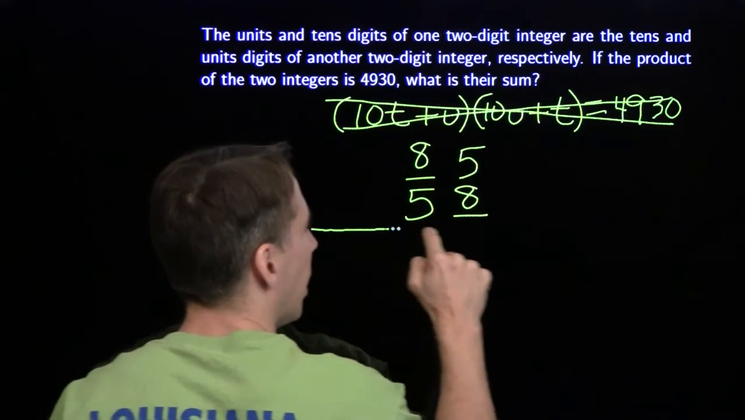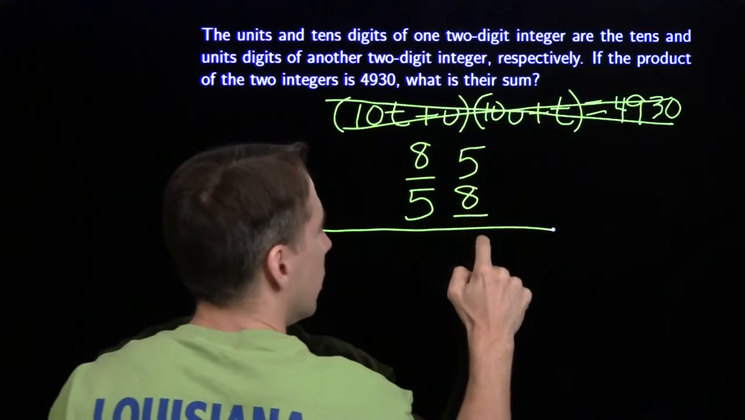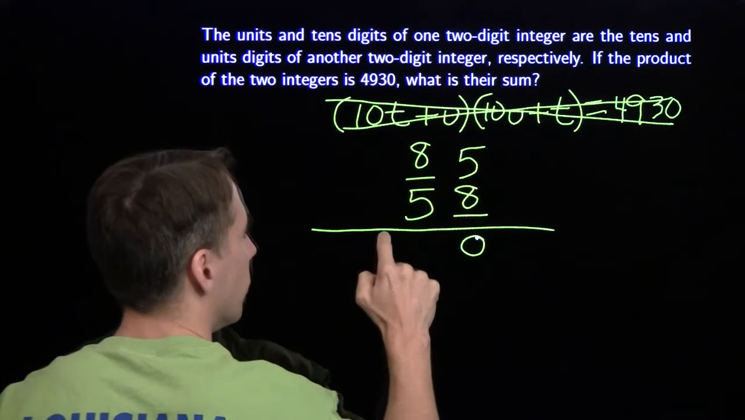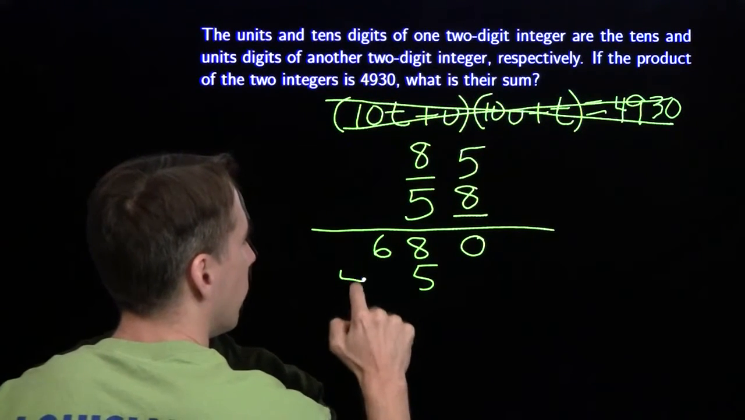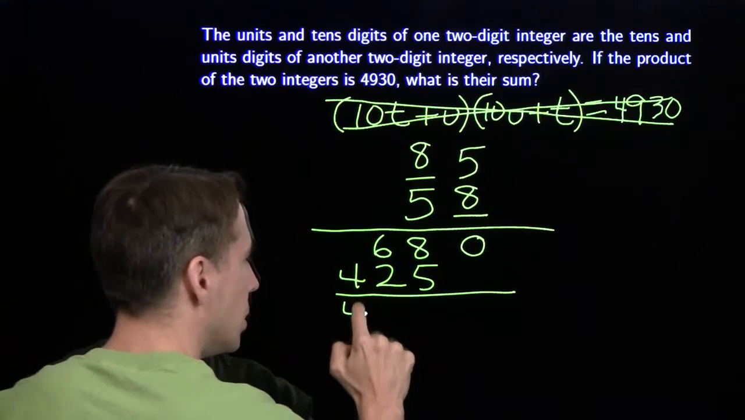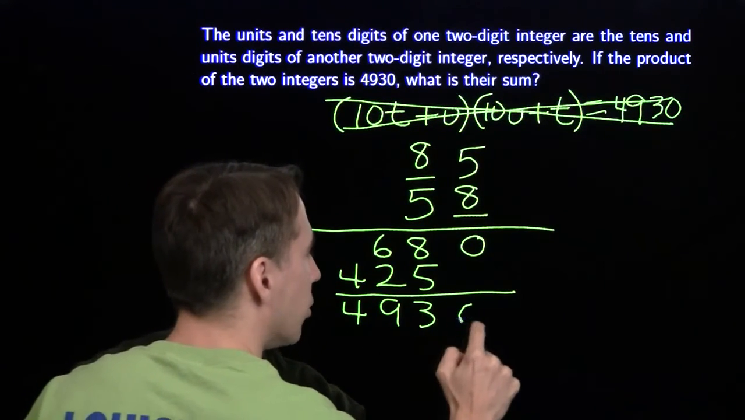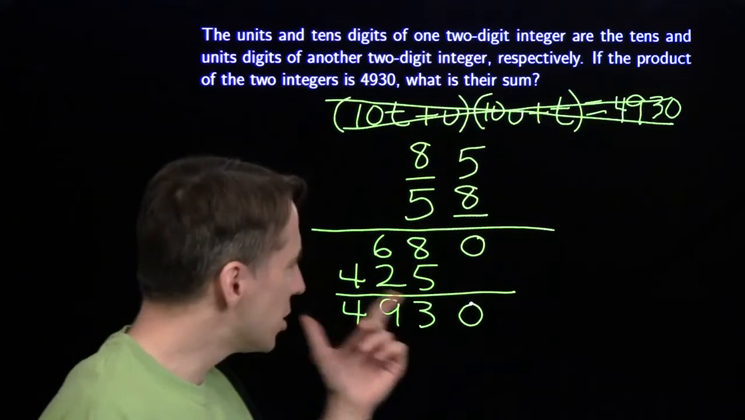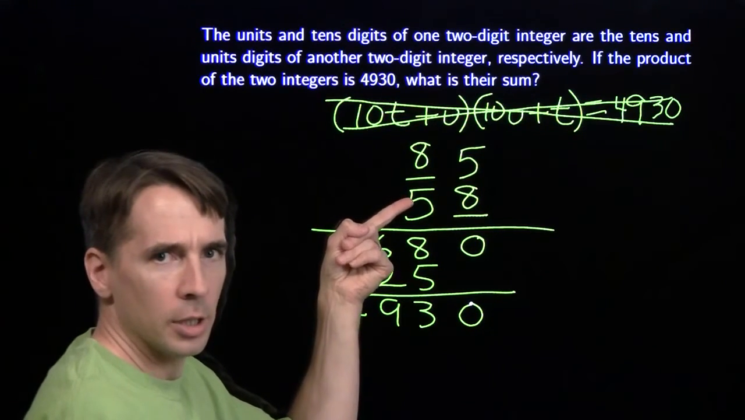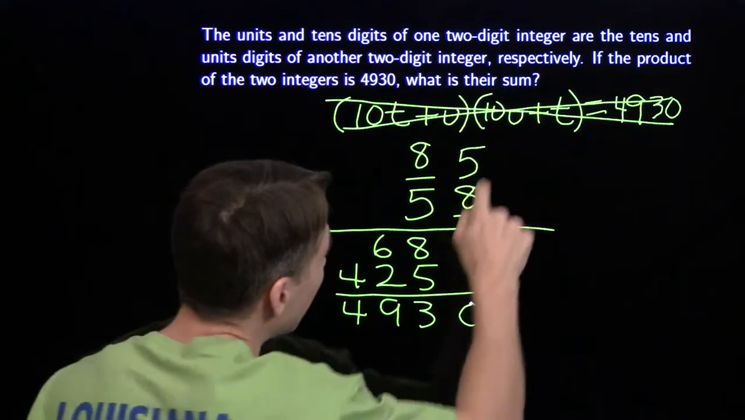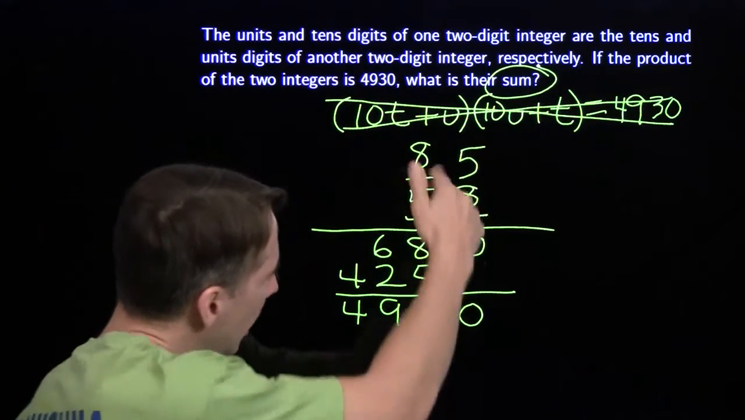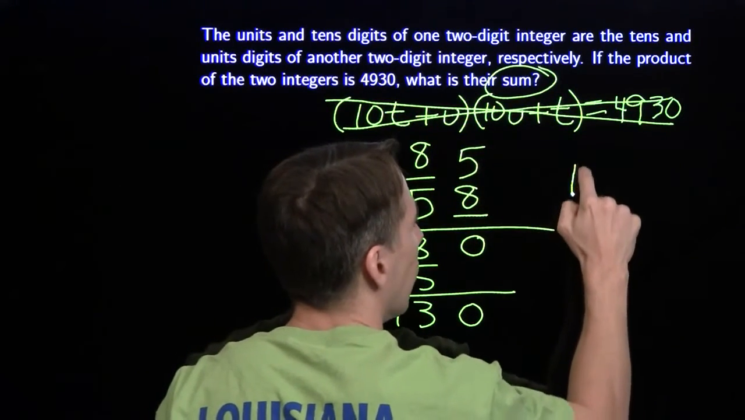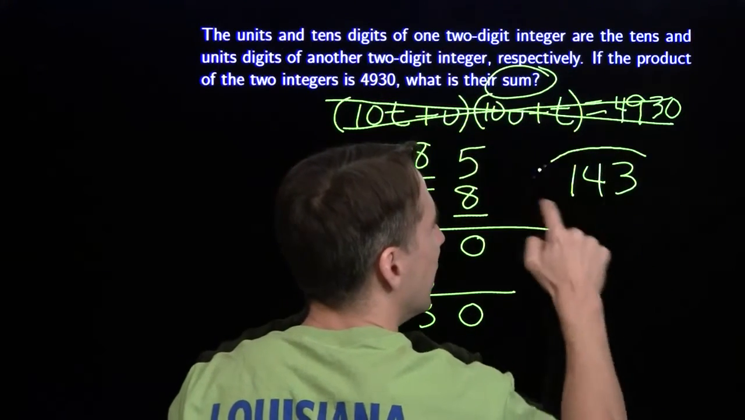We're going to go ahead and multiply these two out. It gives me 40, 64 plus 4 is 68, multiplied by 5, 42. Add this up, sure enough, we get 4930. A little bit of logic, a little estimation, and we found our two numbers. We have to be careful, though. We have to go back and read the question. We want the sum of these two numbers. Add these two up, you get 143.